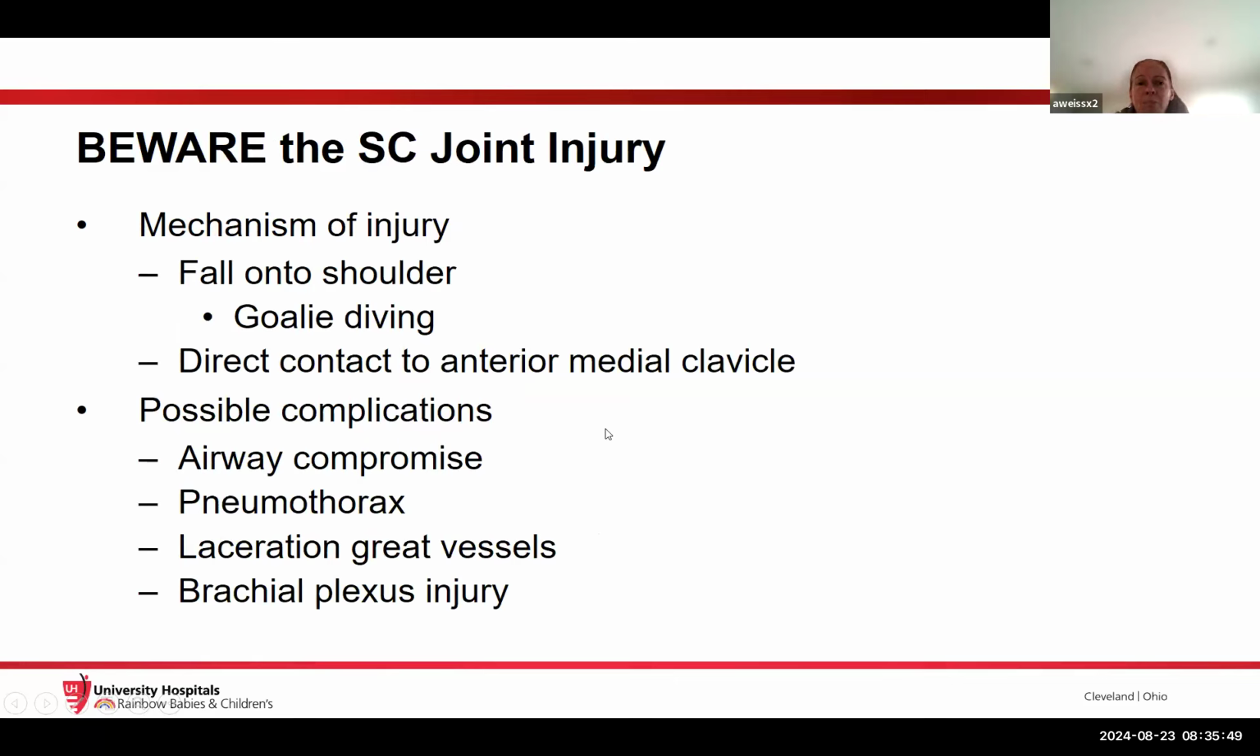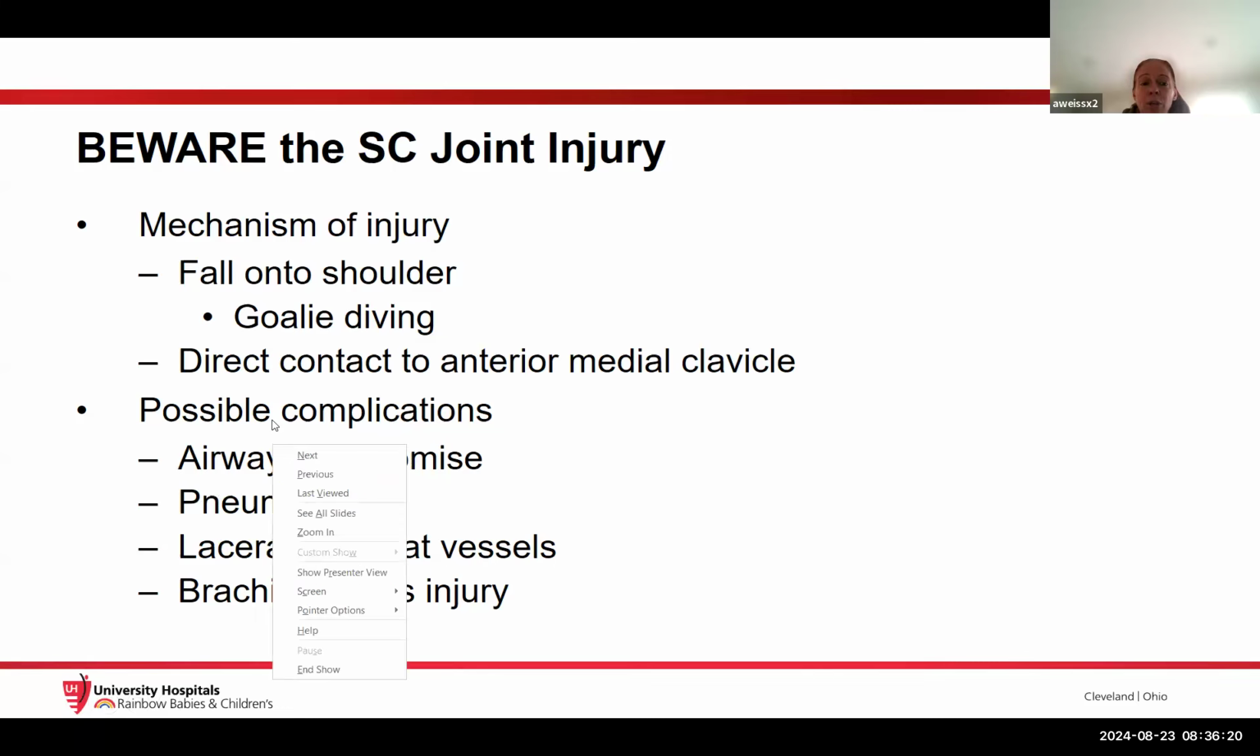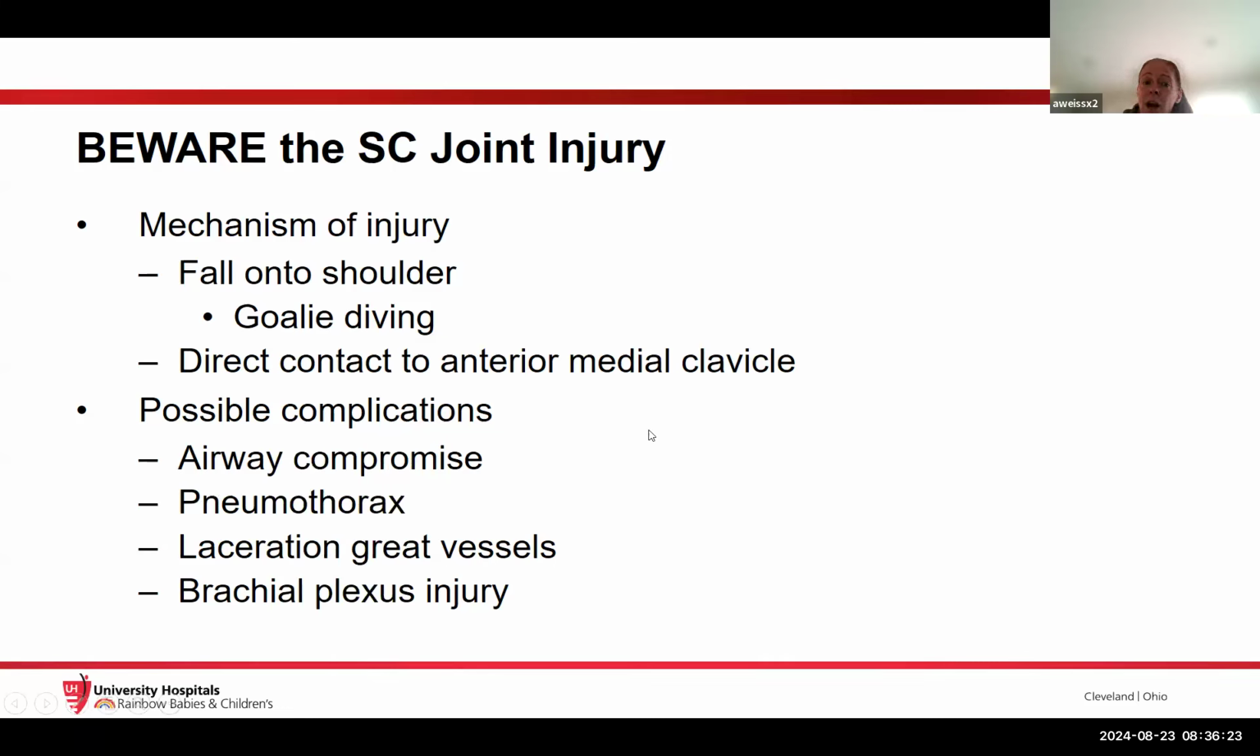But it's really important to remember that the SC joint can get injured with the same mechanism of falling onto the shoulder, and they're generally going to point to their clavicle as where they hurt. So with every single shoulder exam, whether it is for chronic pain or an acute injury, get into the habit of starting palpation at the SC joint, or you will miss it. Every SC joint injury that Dr. Briskin and I have seen in clinic was missed in the emergency room. You can have very significant complications like airway compromise, pneumothorax, laceration of your great vessels, and brachial plexus injuries. So don't miss them. They're a big deal.